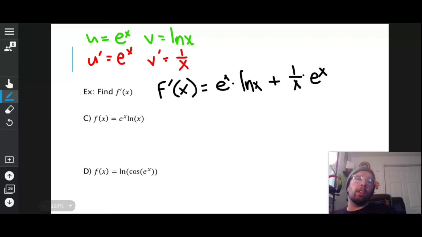And so this just ends up being, after I clean it up, e to the x ln of x plus e to the x over x.